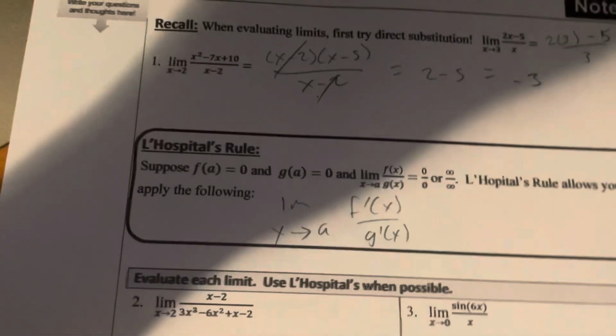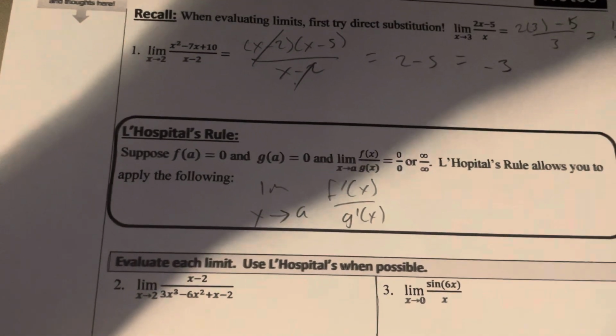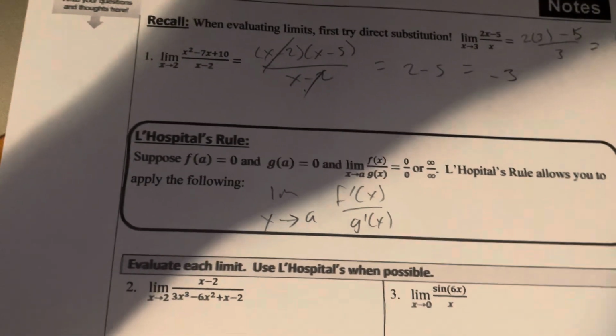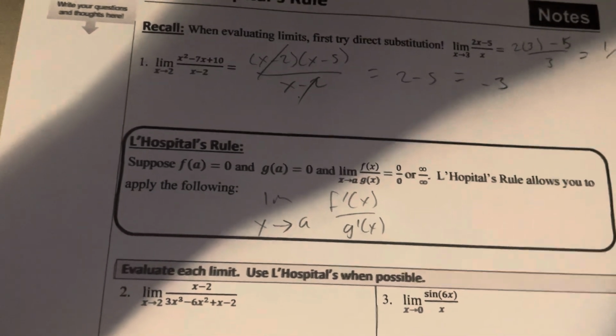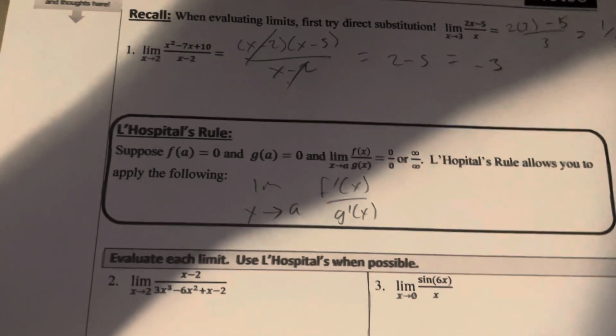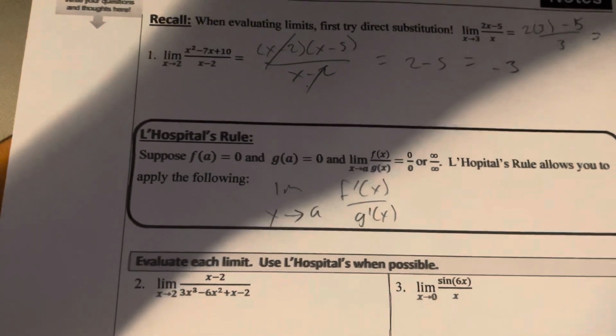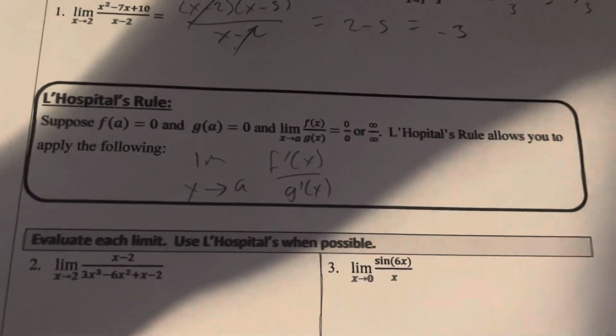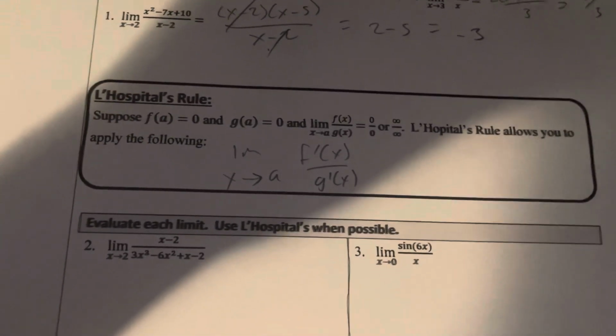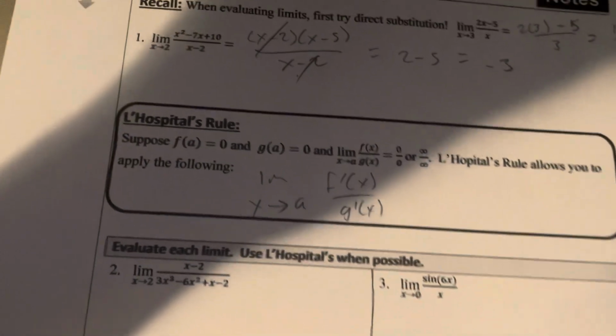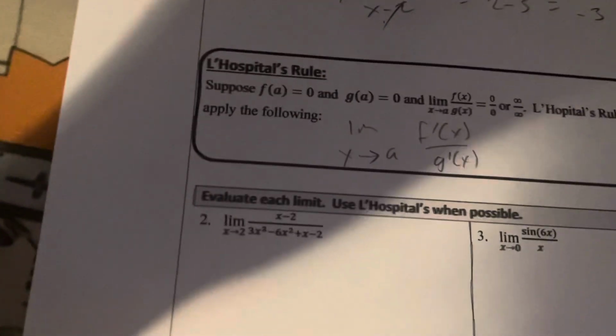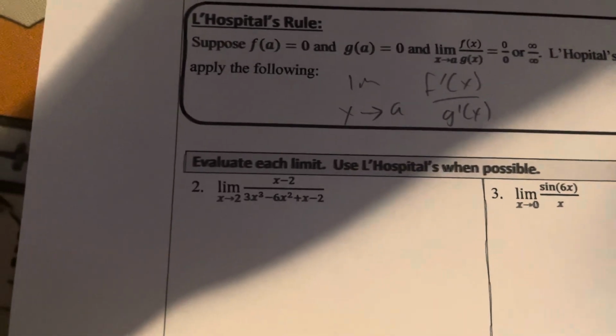L'Hopital's rule. Suppose f of a equals 0 and g of a equals 0, and the limit as x approaches a of f of x over g of x equals 0 over 0 or infinity over infinity. L'Hopital's rule allows you to apply the following: the limit as x approaches a of f prime of x over g prime of x. Evaluate each limit, use L'Hopital's when possible.